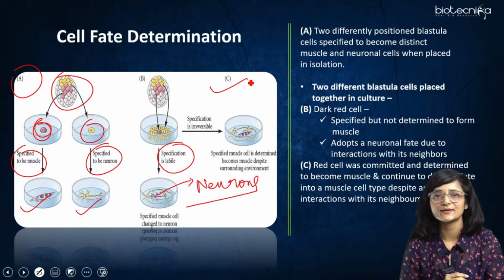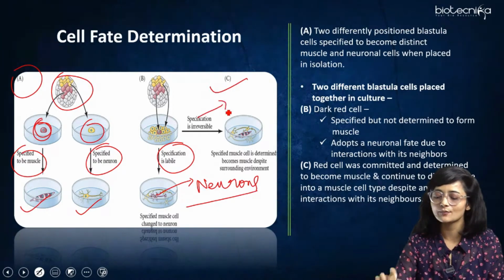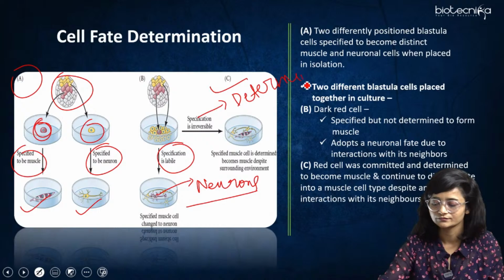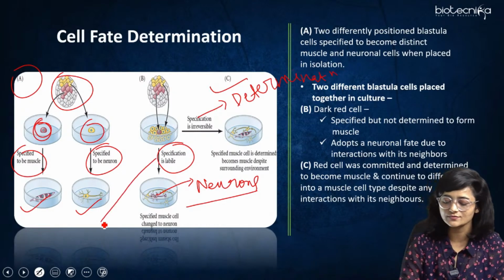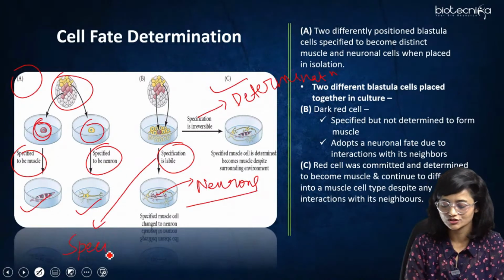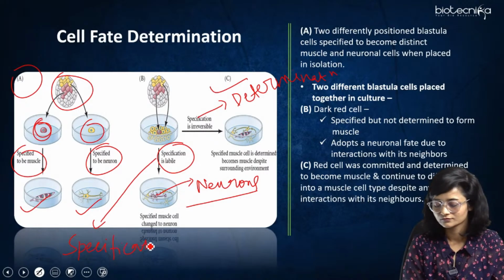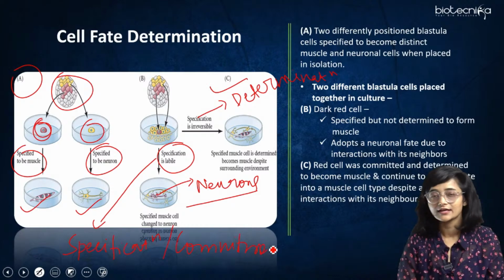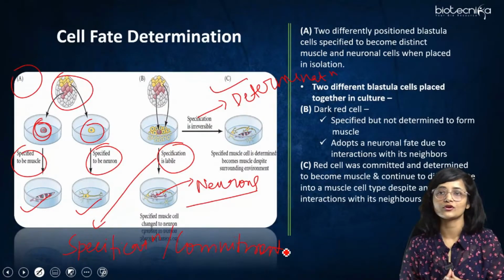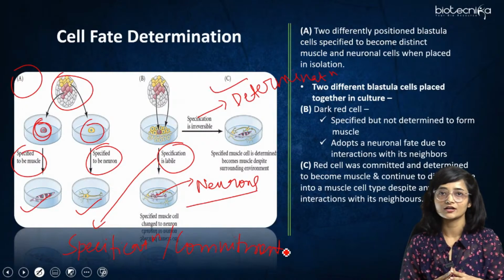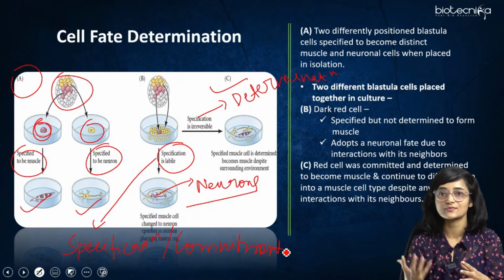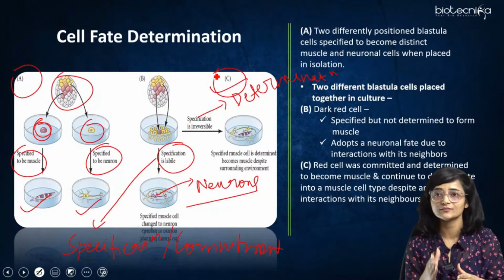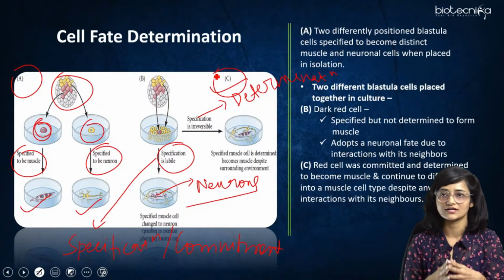Then comes part C. In part C, the specification is irreversible. At this point the cell is in its determination state. This is the determination stage, and earlier it was the specification or commitment stage. Interrelating both these terms with respect to the diagram is very important, because questions are majorly asked from the experiments also. So in part C, you can see that the cell is in its determination stage, and it has determined which kind of cell it will be producing.